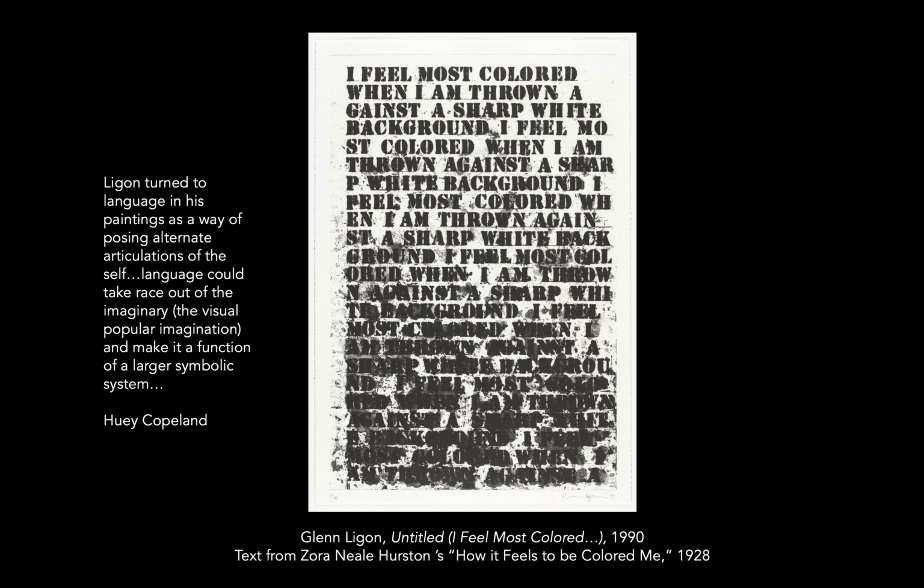In this work, which is a text, it's a line taken from Zora Neale Hurston, a well-known anthropologist in the early part of the 20th century, associated with the Harlem Renaissance. It's a text that he repeats over and over: I feel most colored when I'm thrown against a sharp white background. And so notice as you keep going down, the way he's printed it, the letters start to seep out and bleed, so that when you have less of a white background, the words themselves become less legible. So it's as if he's literalizing the quote, right? The way in which you can read the text is dependent on this dynamic between black and white. And when you don't have enough whiteness, the blackness then doesn't become legible.